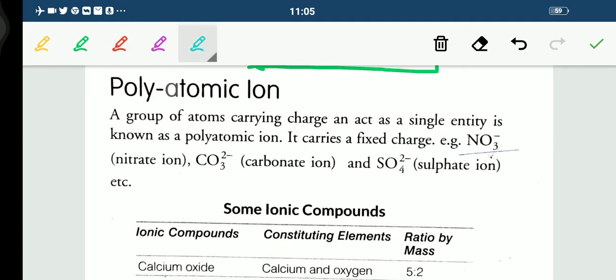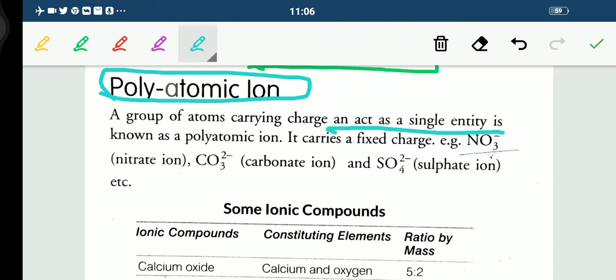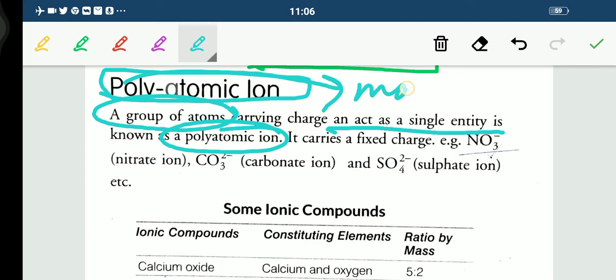Now students, we should know what a polyatomic ion is. We had discussed what an anion is, what a cation is. So what is a polyatomic ion now? See here. A group of atoms carrying charge and acting as a single entity is known as a polyatomic ion. Remember, I am talking about a group of atoms. Here poly means many. Fine. Now see here, it carries a fixed charge. Remember this thing, it carries a fixed charge.